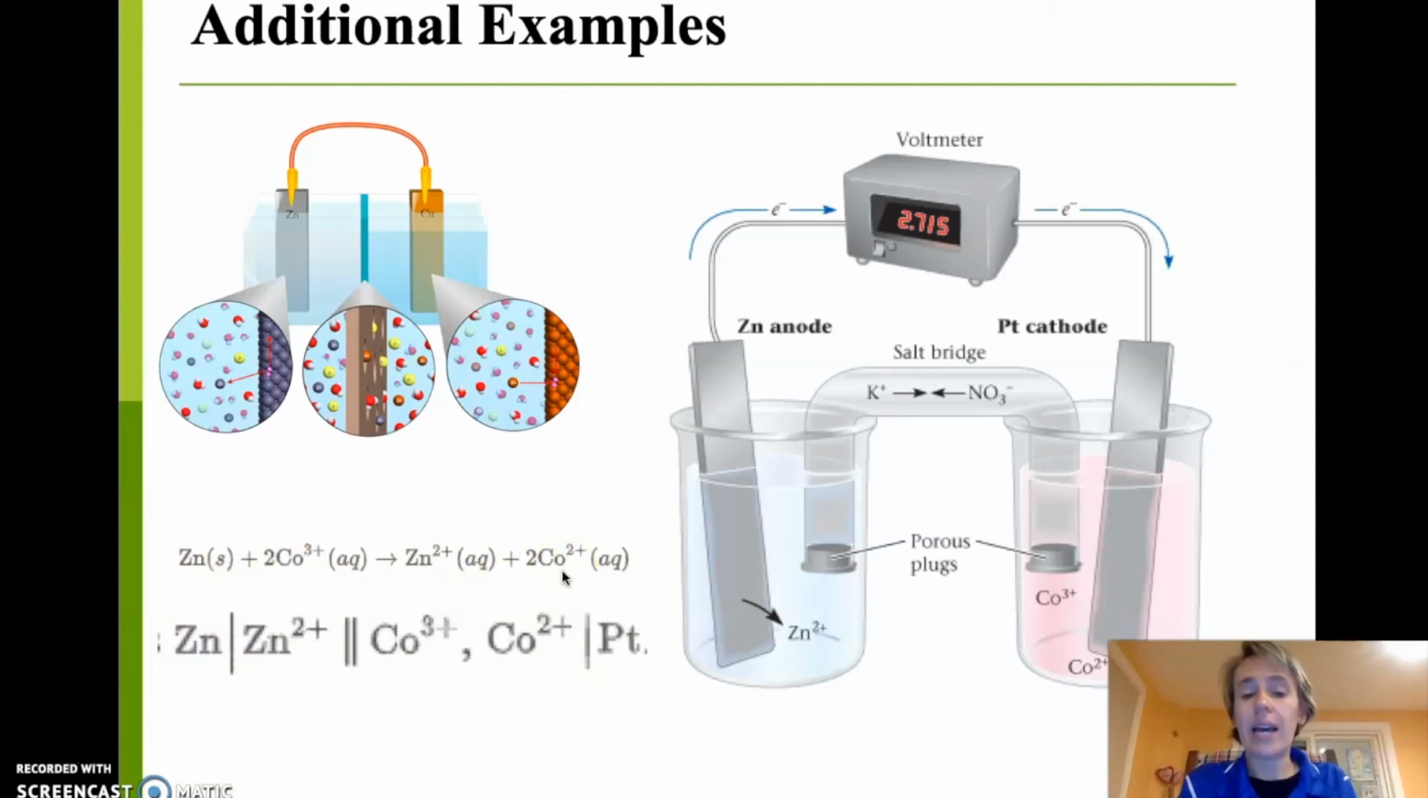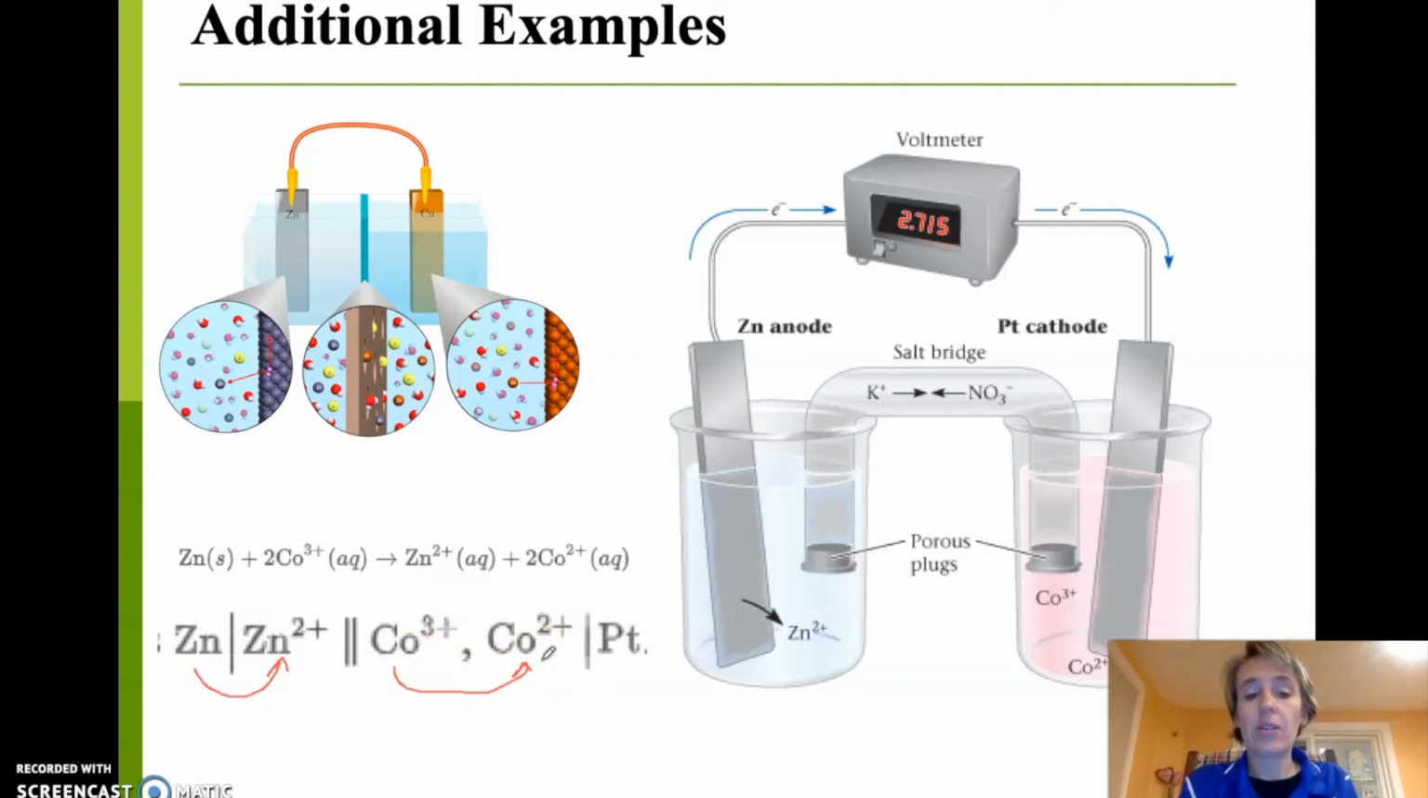So how we write that in the shorthand notation looks a little bit different, but there's some similarities. We still have that salt bridge. We still show the oxidation first, the anode side of the reaction first, and so left to right, zinc going to zinc 2 plus. And then we still show the reduction happening at the cathode to the right of the salt bridge. And again, left to right, we go from cobalt 3 plus to cobalt 2 plus.